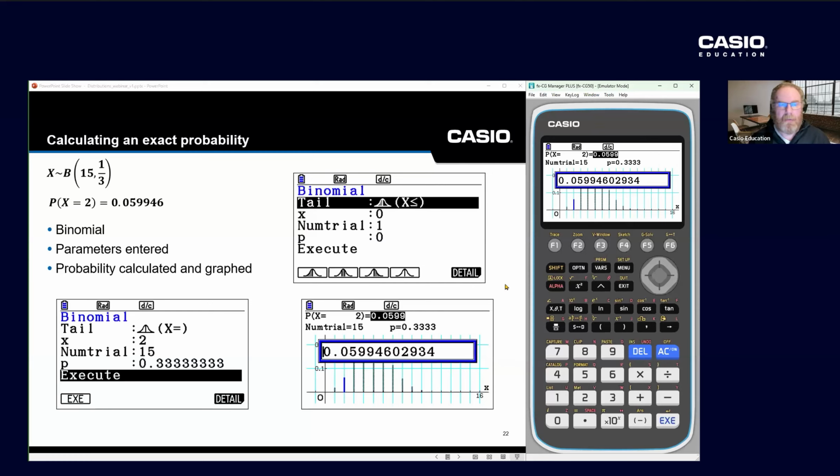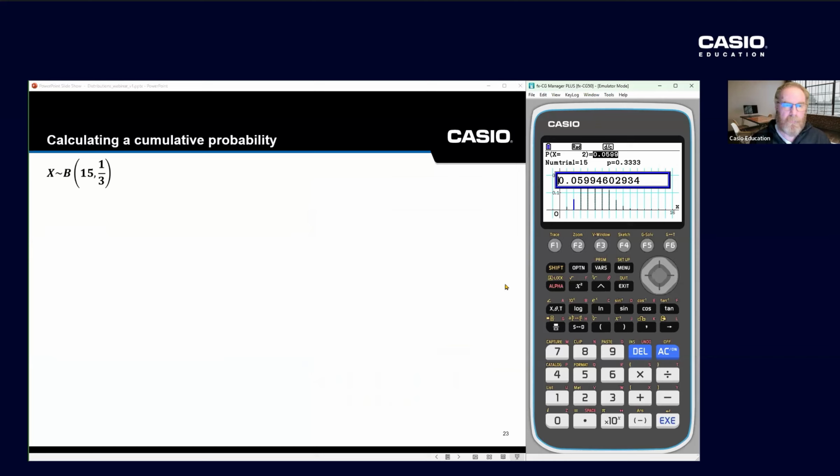Next thing we can have a look at is if we've got the probability of x is equal to 2, how about getting a cumulative probability? So we want greater than 5. So this is 6 or more, remember. We approached it previously, potentially doing 1 subtract 5 or less.